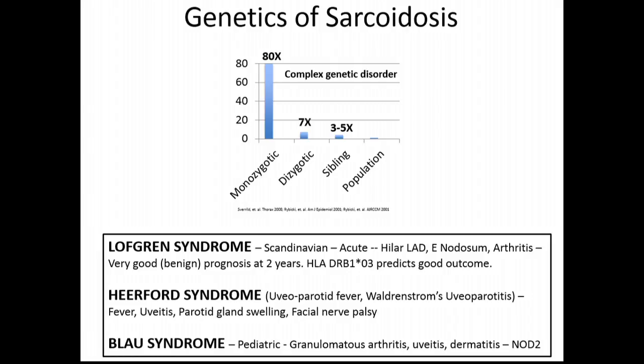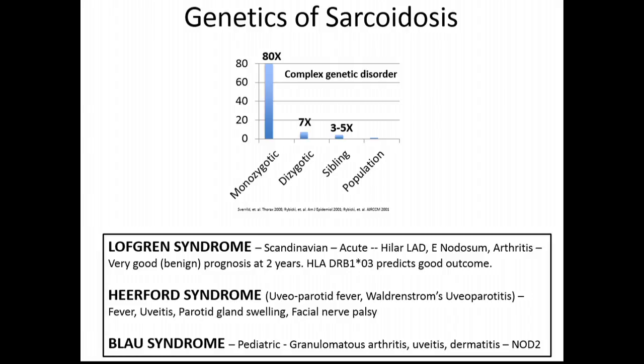The other classic eponym is Heerfordt syndrome, also known as uveoparotid fever. I think that's an easier way to remember it. So it can cause uveitis and then parotid gland swelling, which can also, of course, affect the facial nerve. So that's how we might see that.